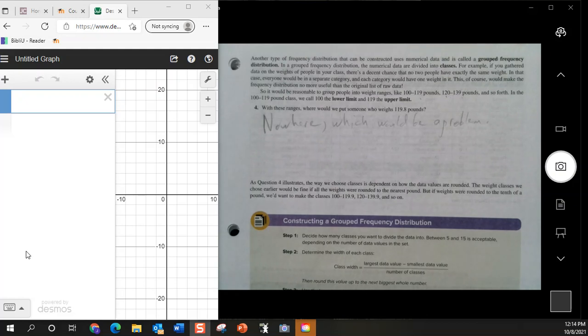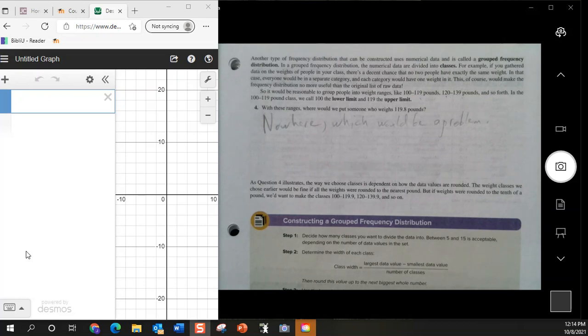Okay, now, step 4, add the class width to the first lower class limit to get the second lower class limit. Do this for all classes. Oh, I skipped step 3. It says use the lowest number in the data set or a nice number lower than that number for the lower limit of the first class. Add the class width to the first lower class limit to get the second lower class limit. Do this for all classes.